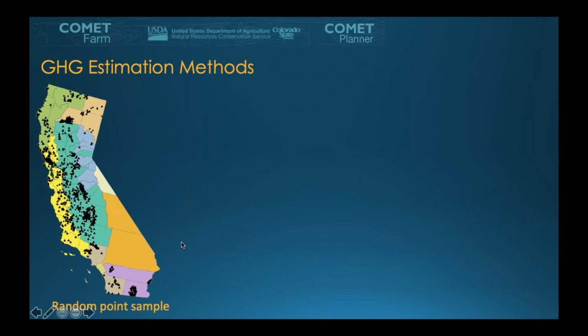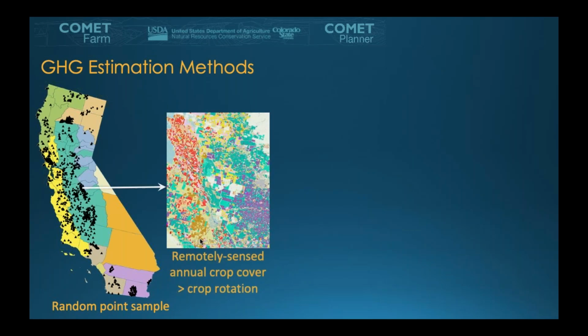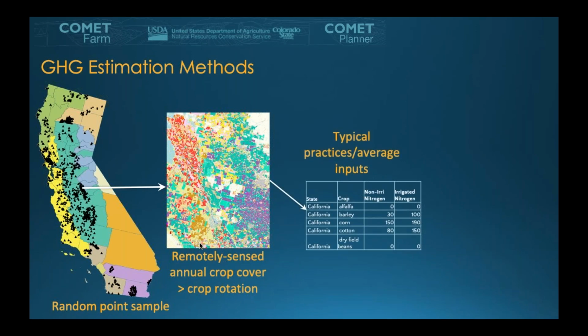So for Comet Planner, random cropland and grassland points were identified within each of the approximate 230 different agricultural regions, so those MLRAs, major land resource areas, that are defined by NRCS. And so crop rotations for each of those points were constructed from the USDA NASS Cropland data layer back in 2008 for every region of the country. And then additional survey data like typical practice dates, average inputs by state and by crop were added, thus becoming the fixed baseline for the modeling analysis.